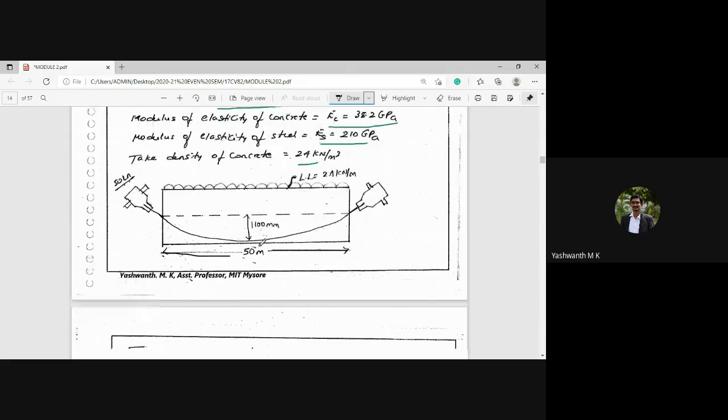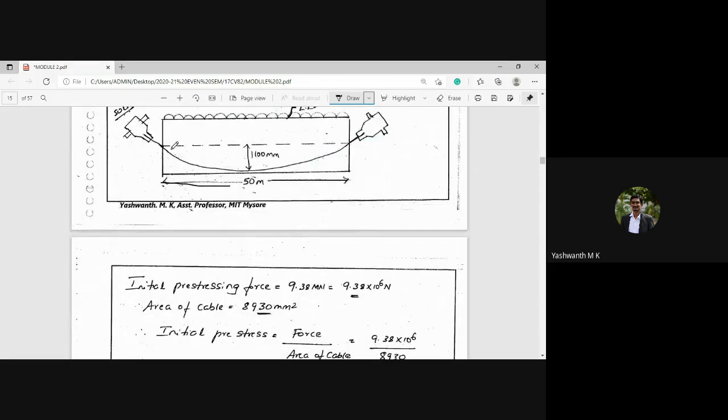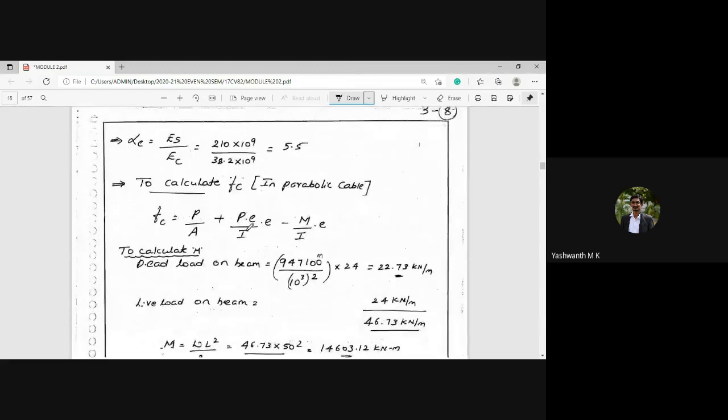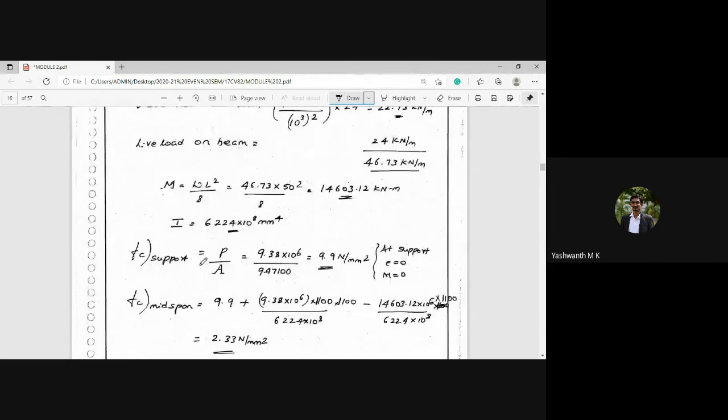So for this, let me first calculate the compressive stress at the support and the compressive stress at midspan. Let me go ahead. That's why we need to be very careful while calculating the FC for a parabolic cable. Now FC at support is equal to P by A. Why only direct stress?